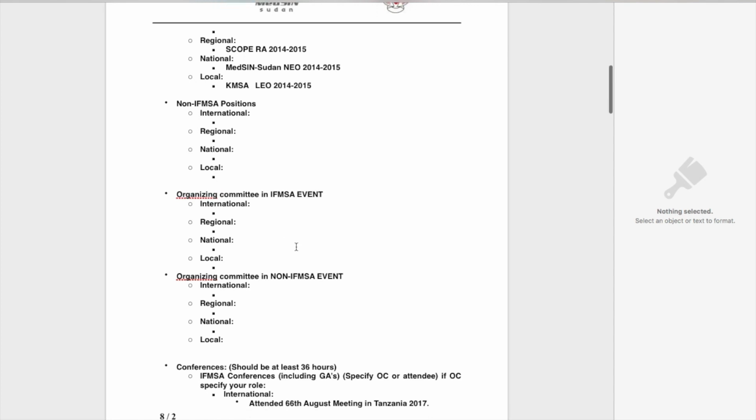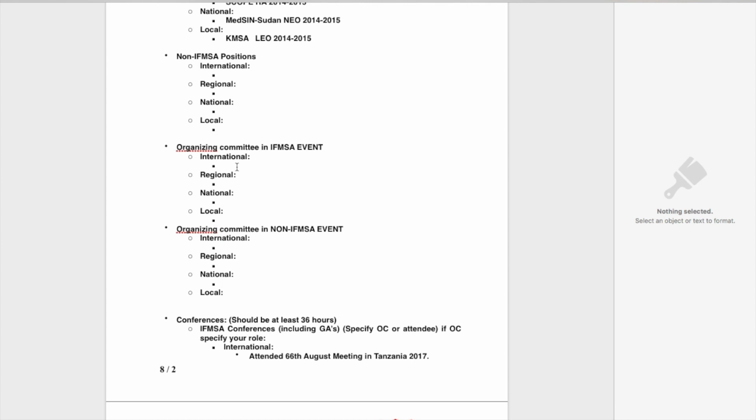So if you are an organizing committee member of an IFMSA event, then type it in here in the correct spot. If you are a part of an organizing committee in a non-IFMSA event, then also make sure to write in the correct place and type it in. But you'd also have to specify your role. So let's say you were part of a symposium about something, or you were part of an organizing committee for any event, that is. Just type it in the correct place, type in the date, the place, and your role in the organizing committee of that thing. All right?